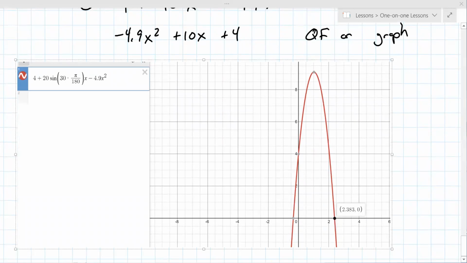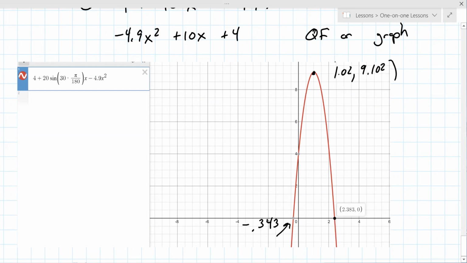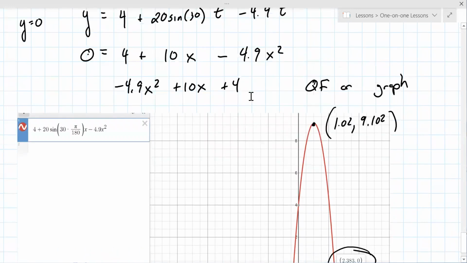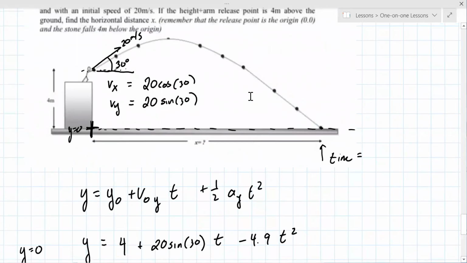There's actually two places where it is zero. The one that you don't care about, because it's not meaningful, is the negative time. It's right there. And this one up here I'd have to draw in, 1.02 comma 9.102. But the value you're looking for is the one down here, the 2.383 seconds. All right, so t equals that.